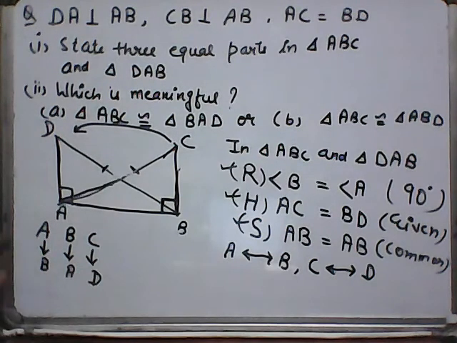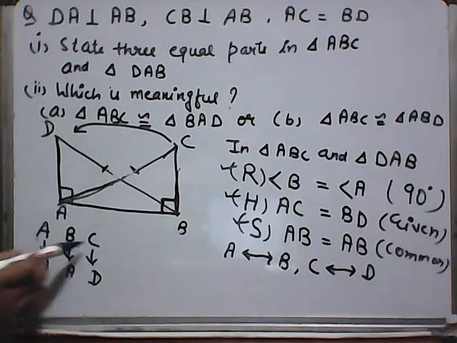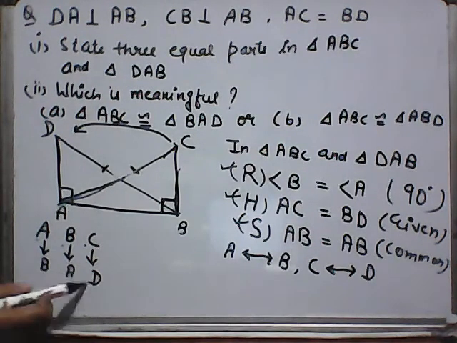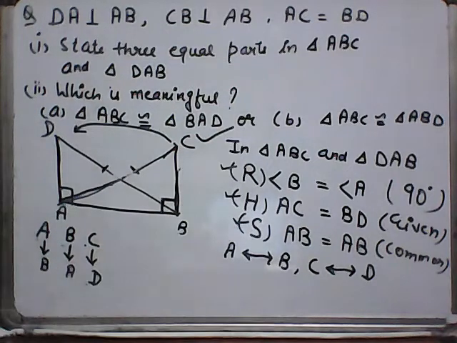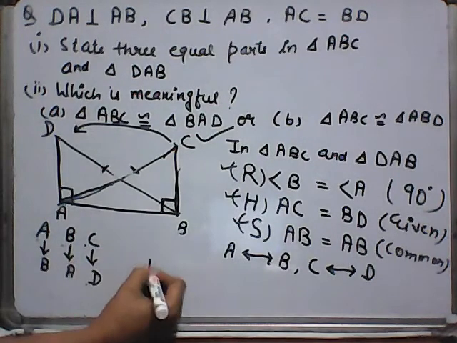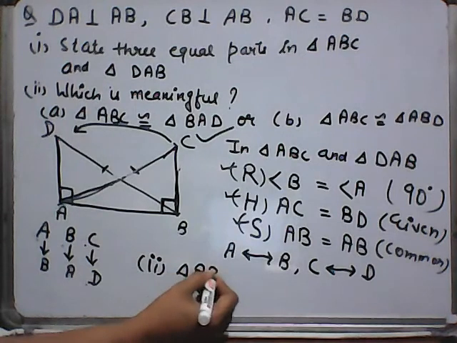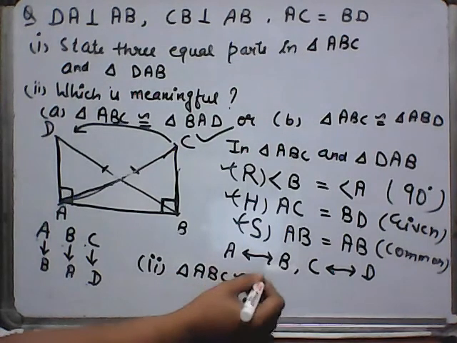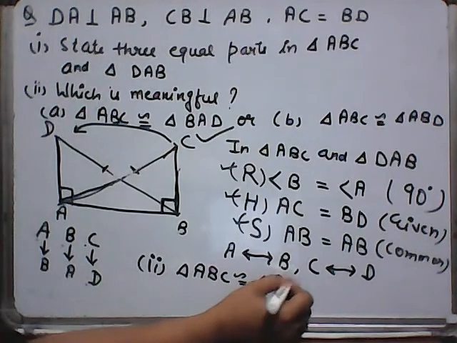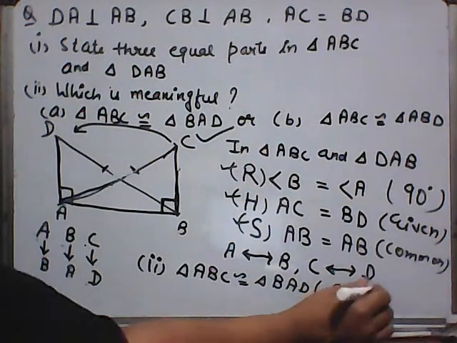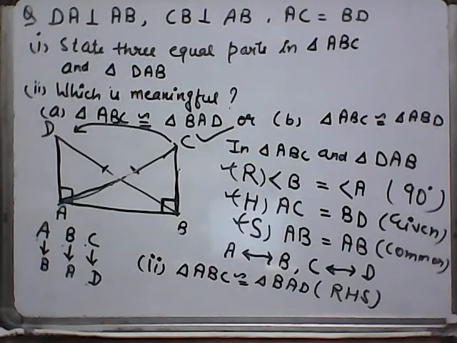So, we can say triangle ABC is congruent to triangle BAD. So, this statement is meaningful. So, we can say in part 2, triangle ABC is congruent to triangle BAD by using the RHS congruence rule. In this way, you can check whether these two triangles are congruent or not by using the RHS rule.